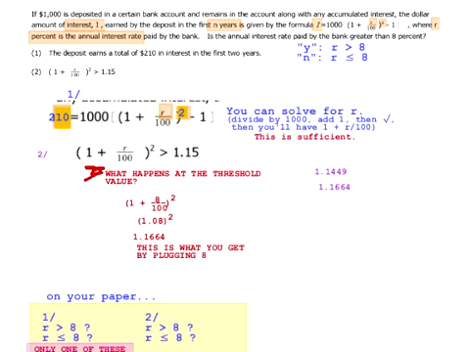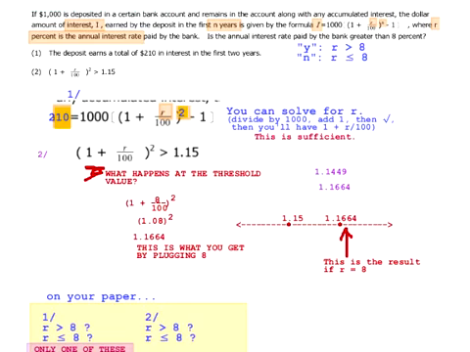So let's think about this on a number line, because this is actually going to be not sufficient. And we're going to have to revisit the other approach there. Okay, here's a number line. The point is, here's 1.15, and here's 1.1664. So this is what you get by plugging in 8. This is the result if R is actually equal to 8.